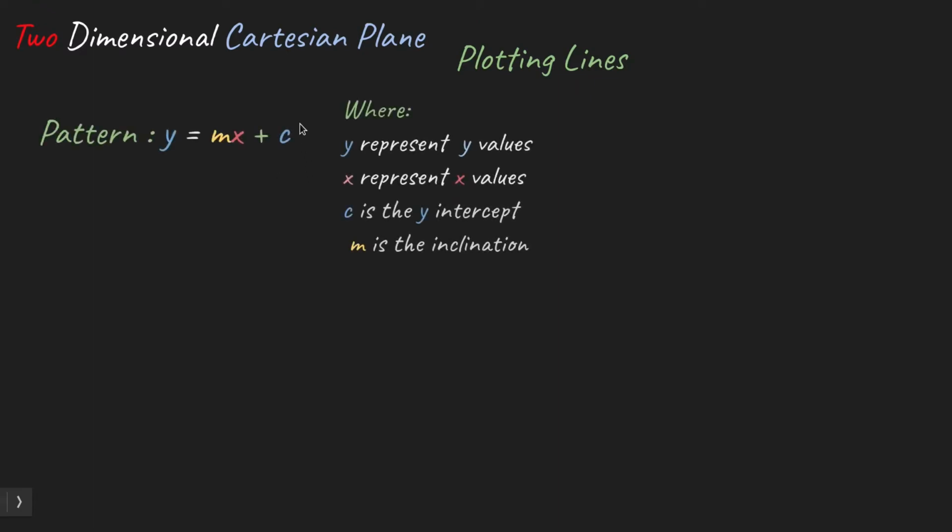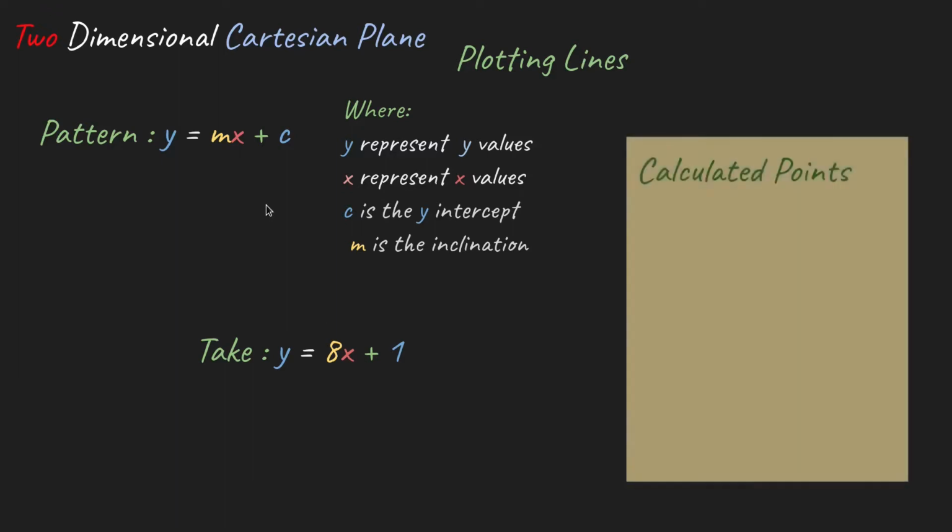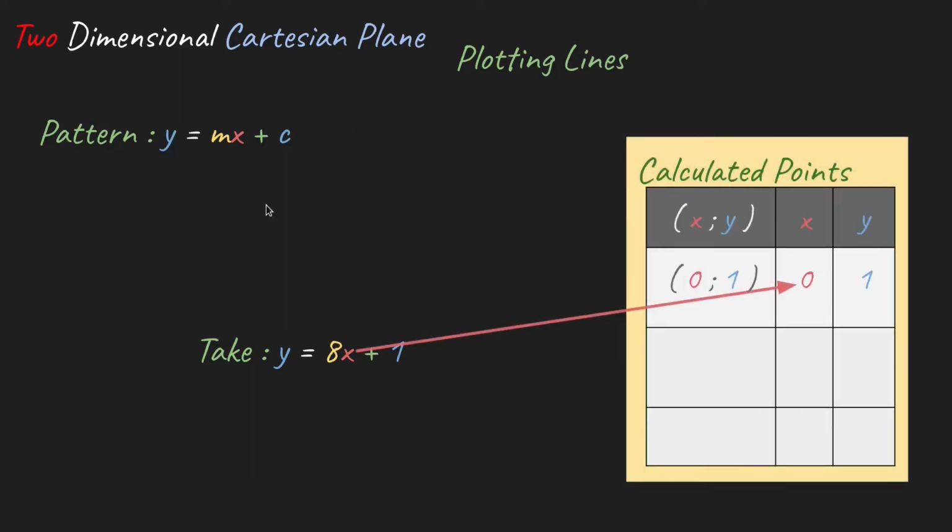All right, we've got our pattern, y is equal to mx plus c. Let's take an example. We know what they represent, so let's say y equals 8x plus 1. How are we going to draw this? Well, we can't really draw a line given a formula like this unless we plot the points. So let's plot the points first. We calculate the points and we plot them.